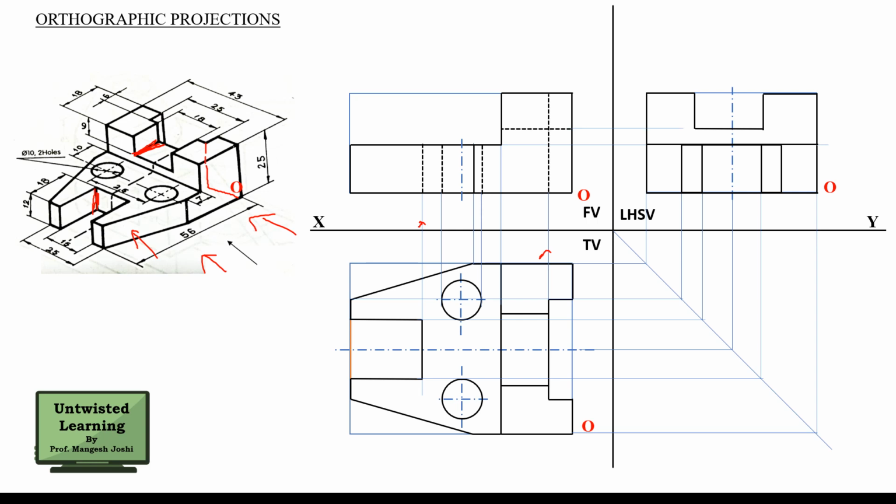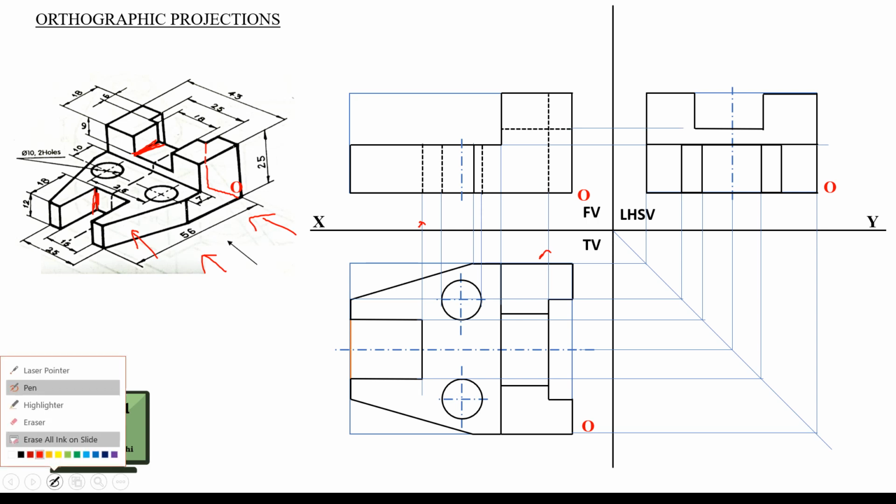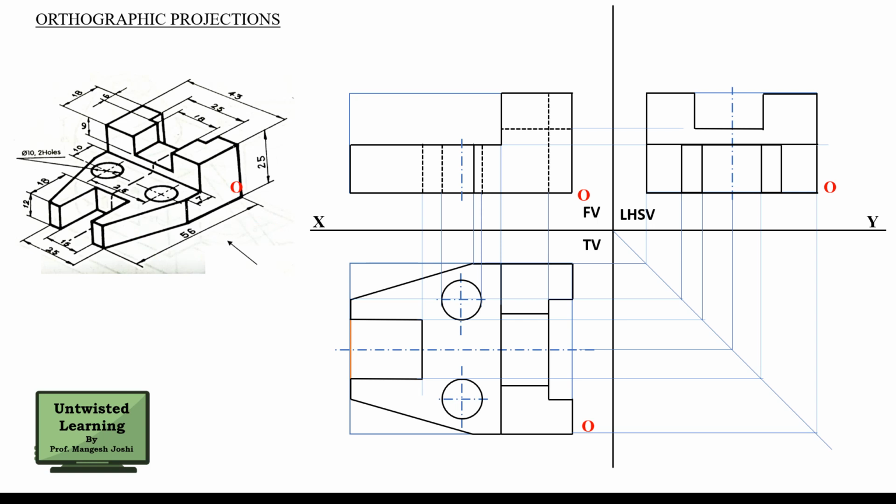For side view again, these two holes will not be visible, so this edge will not be visible in side view as well, so that is to be drawn hidden. So this is the edge. Similarly, the two holes will not be visible in the side view, which is to be drawn hidden.